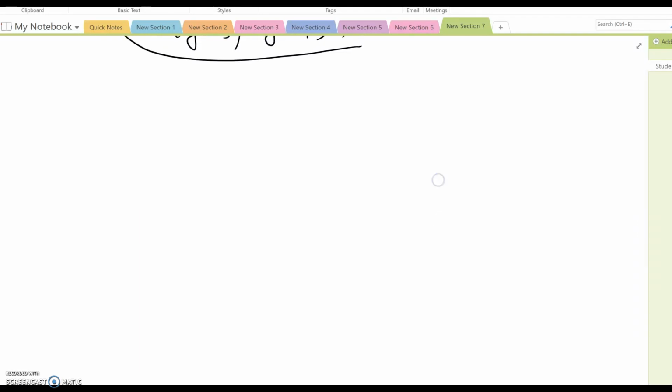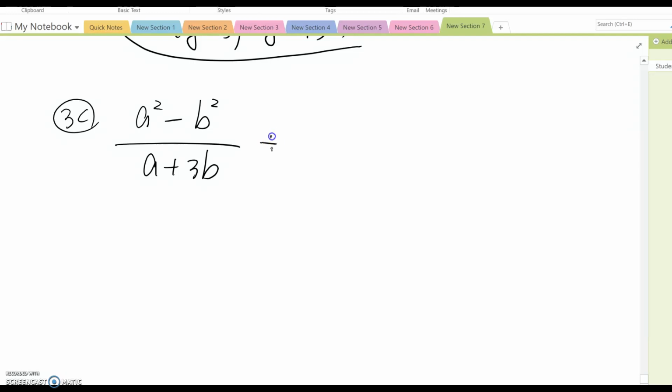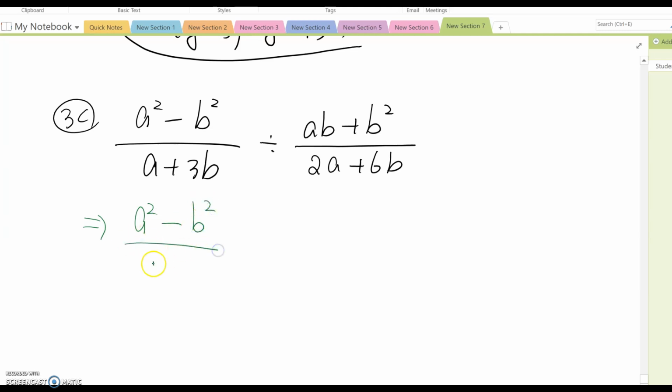Then what about the division case, such as a squared minus b squared over a plus 3b, divided by ab plus b squared over 2a plus 6b. So you can rewrite this first using multiplication: a squared minus b squared over a plus 3b, and we switch the division to multiplication, so it becomes 2a plus 6b over ab plus b squared.